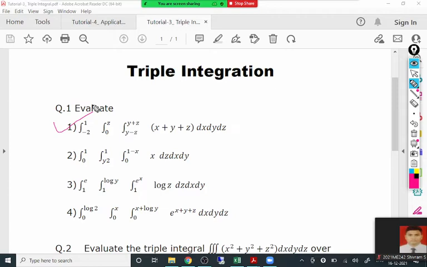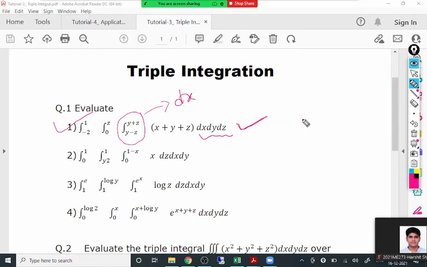Yes, anyone? Sir, dx dy dz. Correct. Okay, good. It is dx dy dz only. The important thing you will observe is that inner limits are in y and z, so it should be the limits of x only, and it goes with dx dy dz. So there is not a problem.